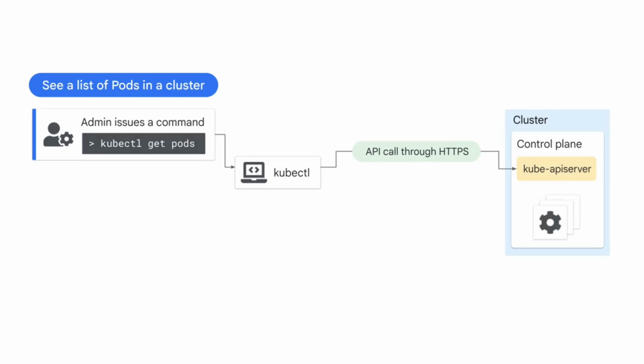From there, the kube-apiserver processes the request by querying etcd. The kube-apiserver then returns the results to kubectl through HTTPS. Finally, kubectl interprets the API response and displays the results to the administrator at the command prompt.